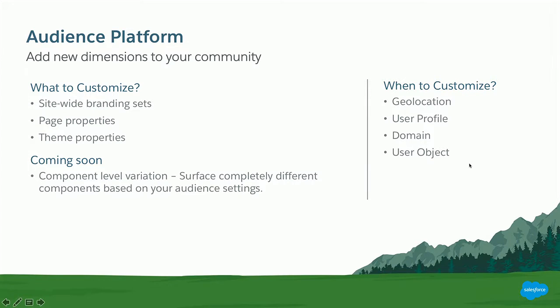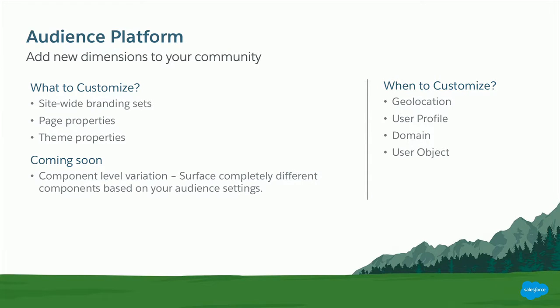Geolocation and user profile have been available for a while, since the audience platform was released. But what's new for winter 18 is domain and user object. So geolocation. We can say, okay, if you're visiting us from China and it's Chinese New Year's, we can present a special branding set or a special theme just for those people visiting from those localizations. User profile, so depending on the type of user, the license of the user visiting your site, the authentication. And then domain.